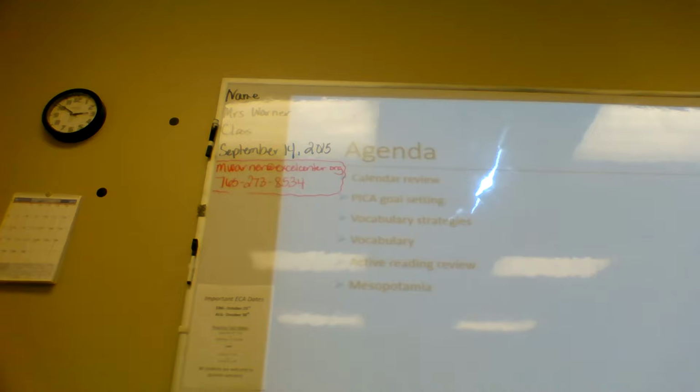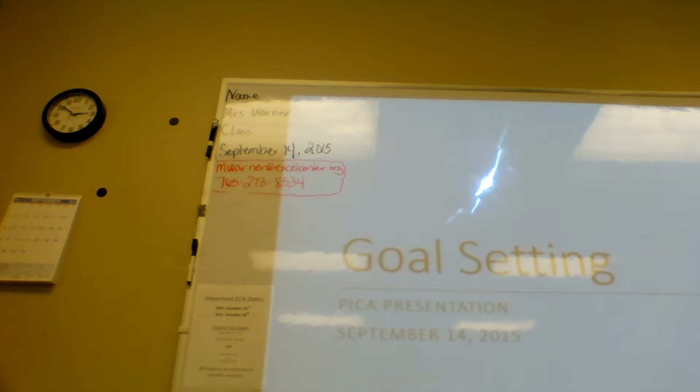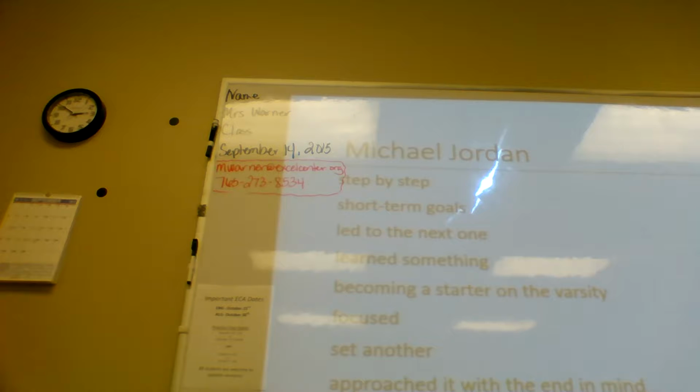So what we're going to talk about today is goal setting. When we talk about goal setting, we start with this information about Michael Jordan. You guys remember when we did the famous failures, and we talked a little bit about Michael Jordan, and specifically how he didn't make his high school basketball team. He didn't make the varsity team, so he was very frustrated. So he went home, he cried, and then he decided he was going to pull up his bootstraps and make himself successful.